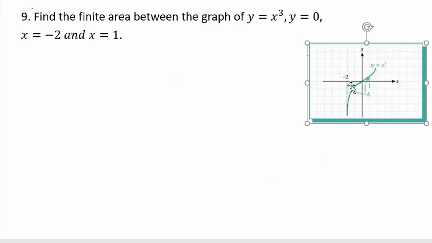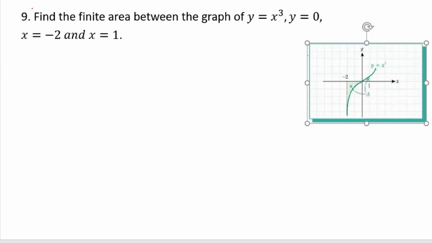Because the area under this graph, we have two areas, which are located in the third quadrant and in the first quadrant. So in that case, we are going to have two integrals, where the first interval is from negative 2 to 0, and the other one is from 0 to 1.